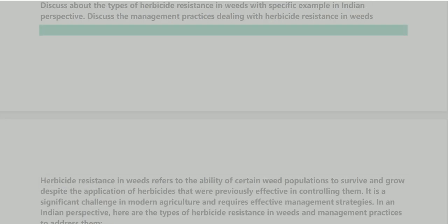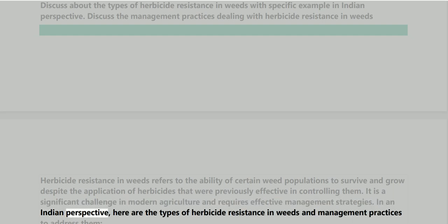Discuss about the types of herbicide resistance in weeds with specific example in Indian perspective. Discuss the management practices dealing with herbicide resistance in weeds. Herbicide resistance in weeds refers to the ability of certain weed populations to survive and grow despite the application of herbicides that were previously effective in controlling them. It is a significant challenge in modern agriculture and requires effective management strategies.